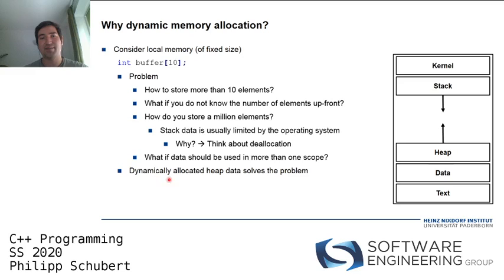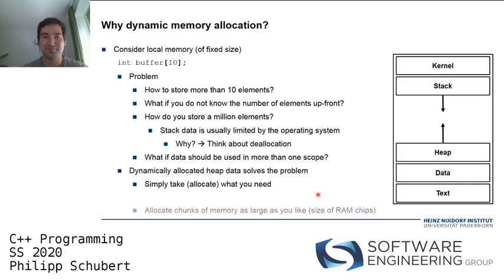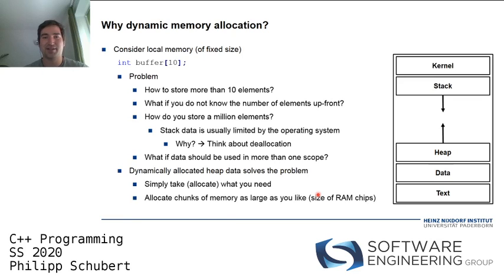But now dynamically allocated heap data solves the problem. Why is that? What you do on the heap memory, this section of the memory as I already told you, is you simply allocate the memory that you need. So if you need 1 million integers, you allocate 1 million integers, and if you don't need them anymore, you say, please get rid of that, and by magic, the operating system gets rid of that. And you can really allocate chunks as large as the RAM chips in your machine. So huge amounts of bytes you can allocate on the heap.